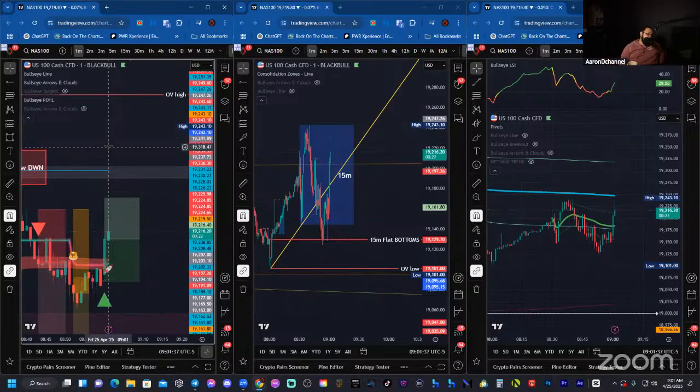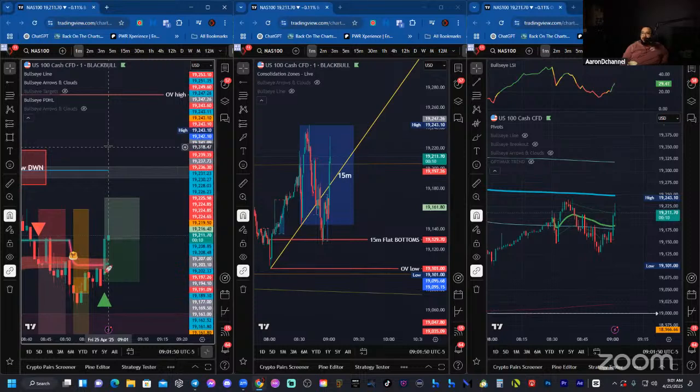Now, you ain't gonna catch me in no chop. I promise you. If you click the buy button and the next thing you see is a huge red candle, no, I ain't playing that game. I promise you, Nas likes to do it. That's what Nas likes to do.